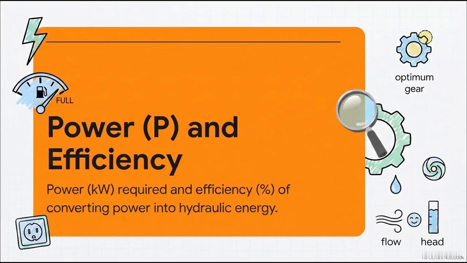Finally, we have power, represented by P and measured in kilowatts, alongside efficiency, represented by the Greek letter eta, which is measured as a percentage. This totally completes our dashboard analogy. Power is your fuel consumption. It's the sheer amount of electrical energy the pump needs to do the work. Efficiency is how well it's actually using that energy. You want to find that absolute perfect operating state, the optimal gear, so to speak, where you get the most flow and the most head for the least amount of wasted power.